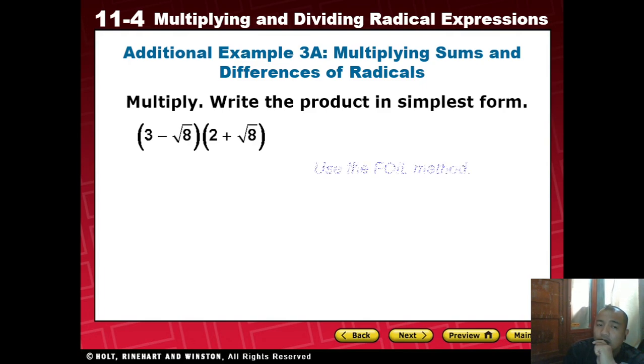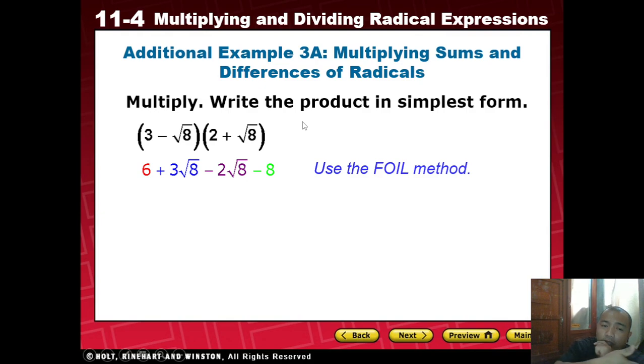Okay, by FOIL method, first terms 3 times 2, 6. Outside terms, 3 times square root of 8, 3 square root of 8. Inside terms, negative square root of 8 times 2, so minus 2 square root of 8. And then last terms, negative square root of 8 times square root of 8. That means square root of 64, which is 8, so minus 8. Then we can subtract 6 and 8. That's negative 2.